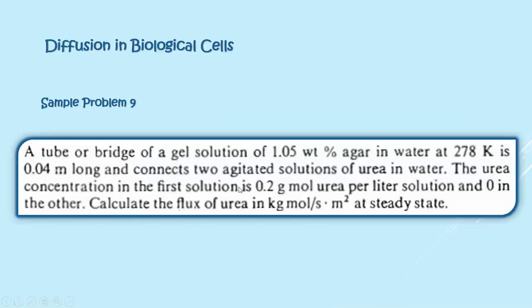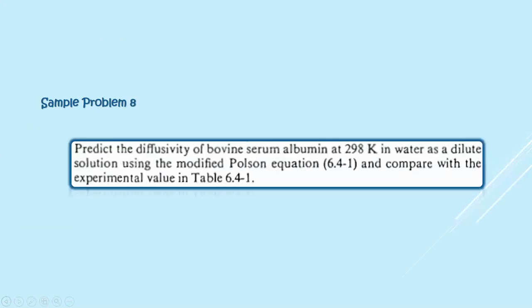You could see this particular concentration, 0.2 gram mole. Take note, it's a gram mole urea per liter of solution. If you convert this to kilogram mole per cubic meter, this value will be very, very small. So we say that even though we have a concentration gradient, it's a dilute solution of urea in water. So we can simplify the solution to the problem by making use of that particular formula that I have shown to you.